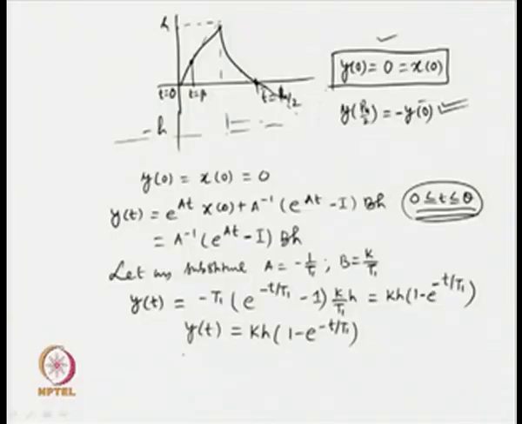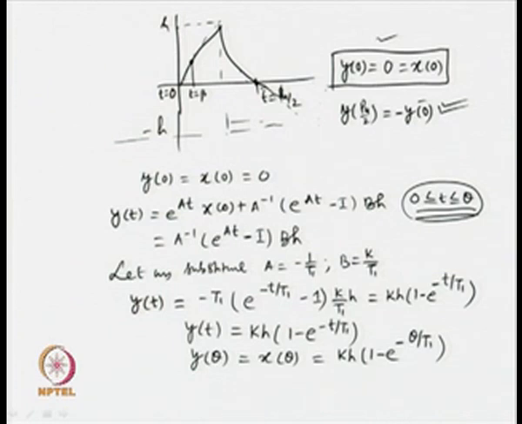So, then y theta, which is nothing but x theta for us, can be given as k h times 1 minus e to the power minus theta upon T 1. So, this is one important expression for us. Why is that so? Because we know that we have a plot for the time range starting from time t equal to 0 to time t equal to theta, during which the form of the output is guided by this analytical expression: y t is equal to k h times 1 minus e to the power minus t by T 1.